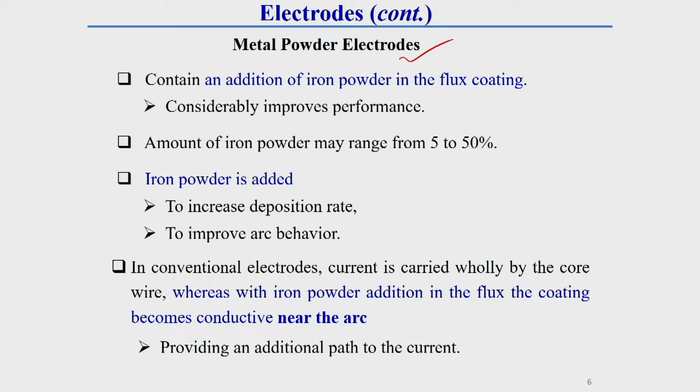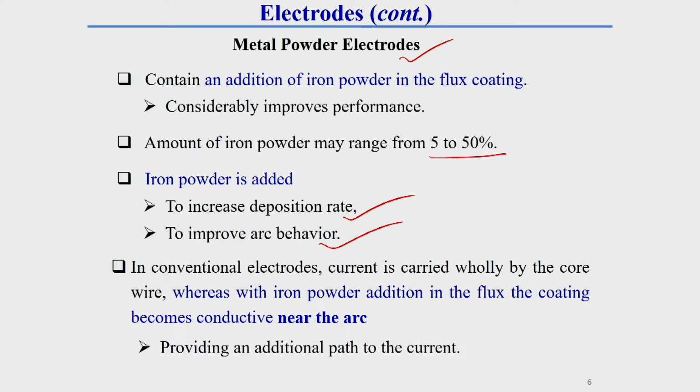The amount of iron powder in the flux composition can vary from 5 to 50%. Iron powder is generally added to increase deposition rate and to improve arc behavior. Keep this in mind. How it increases the deposition rate and improves the arc behavior, I will discuss.